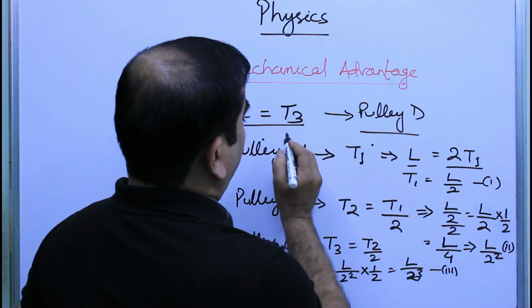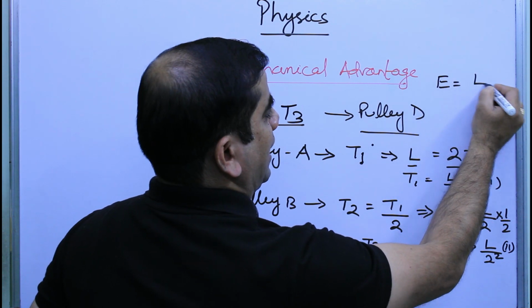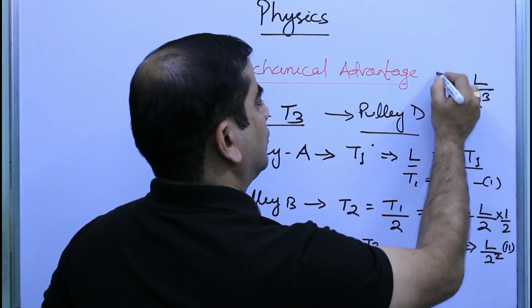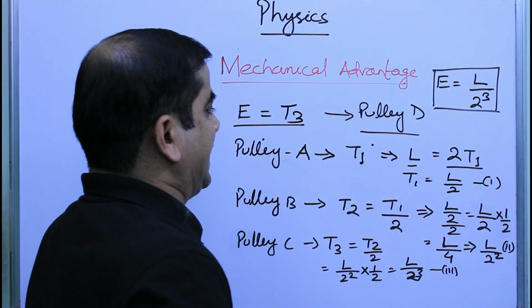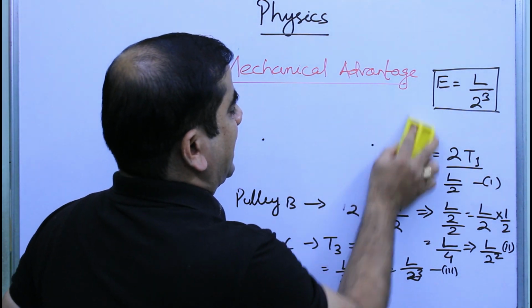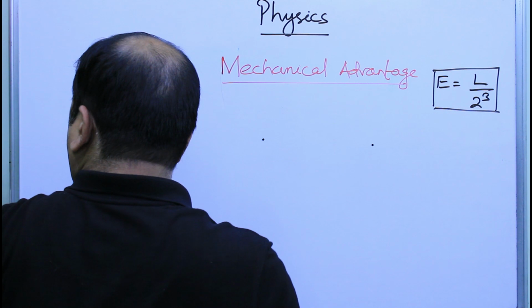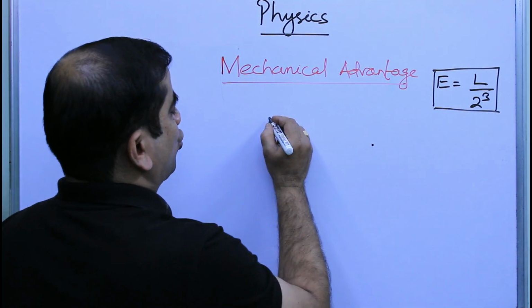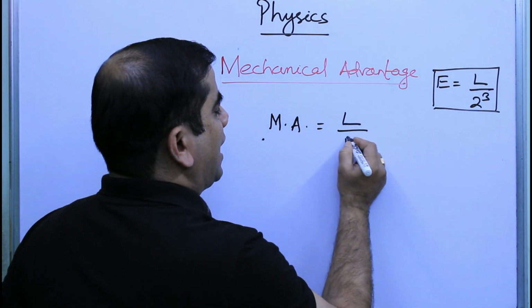So if we substitute the value of T3, we find E is equal to L by 2Q. Okay. Now let us find out the mechanical advantage. What do we know about mechanical advantage? Mechanical advantage is nothing but the ratio of load to effort, isn't it? So mechanical advantage is the ratio of load to effort.